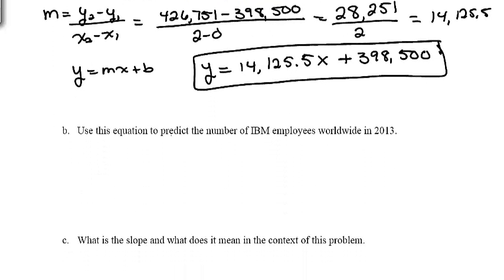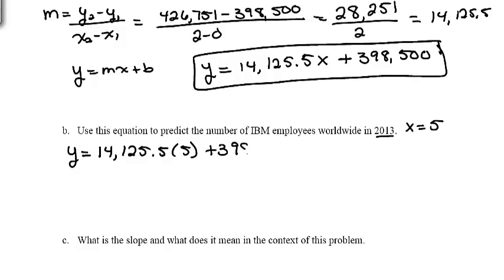Now we want to use this equation to predict the number of IBM employees worldwide in 2013. And so this is 5 years after 2008. So this represents x equals 5. So we're going to plug 5 in for x. That will give us y equals 14,125.5 times 5 plus 398,500.